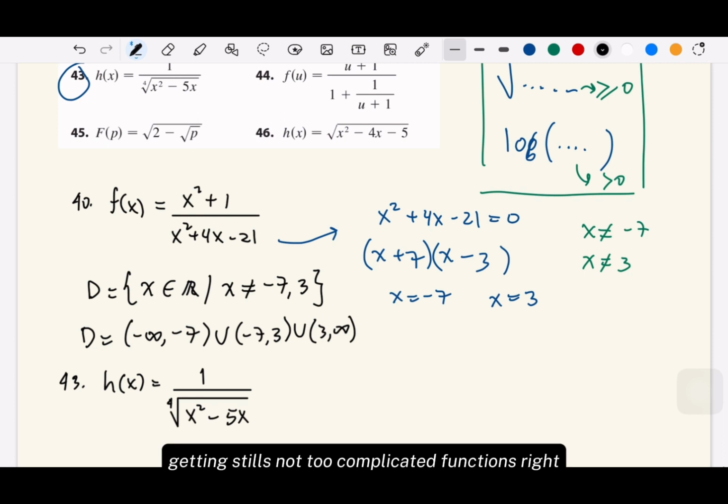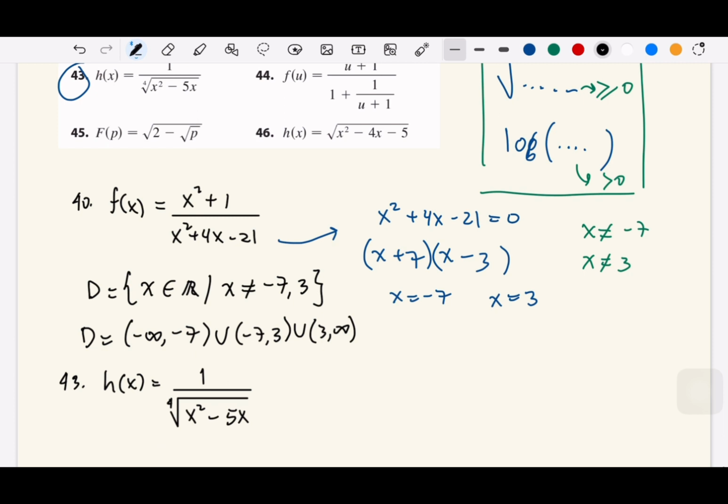I think still not too complicated functions, right? And for these roots, what you need to be aware of is if you have the odd roots, it can be negative, right? Okay. But for the even, like 2, 4, 6, it cannot be negative. Right? Okay.